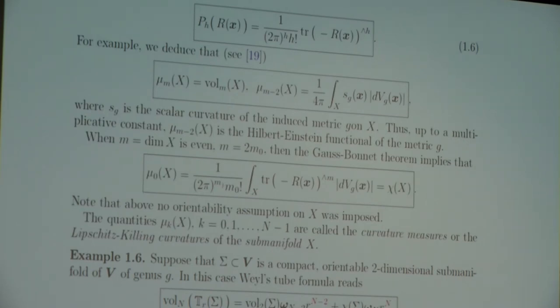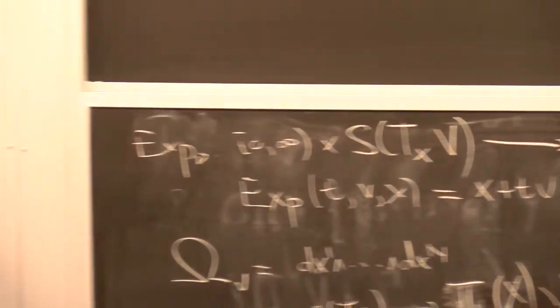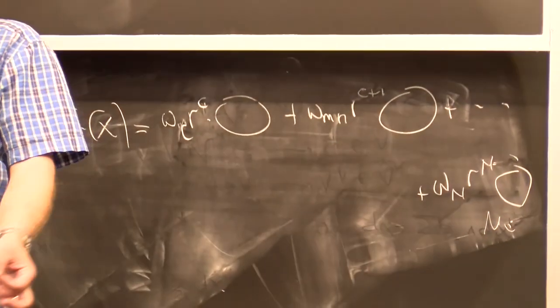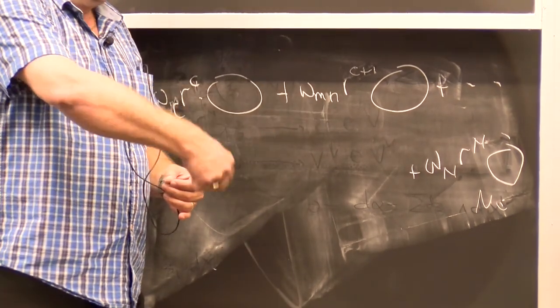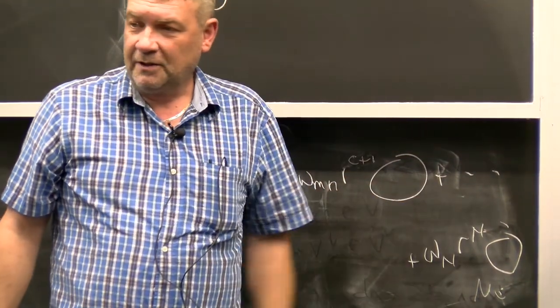So notice, you can see the tube formula as a sort of explicit Taylor expansion for the volume, where the first term is the one that comes to mind, the volume of the submanifold times the volume of the normal disk. But then you get higher degree corrections, and the last one is purely topological.